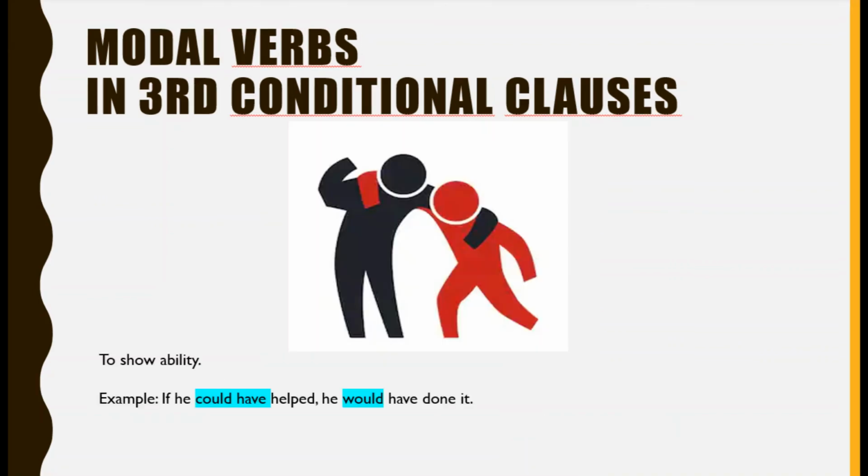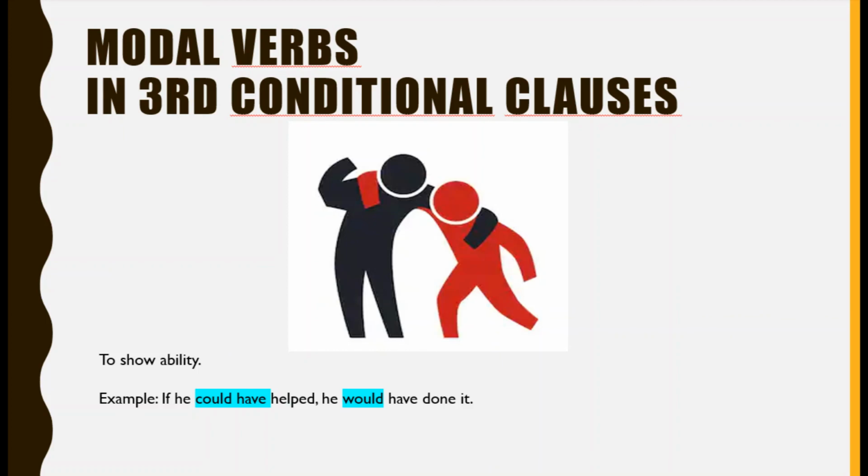If he could have helped, he would have done it. He had the ability to help, but he didn't do it. We don't know the reasons, but we know that it is a situation that cannot be changed.